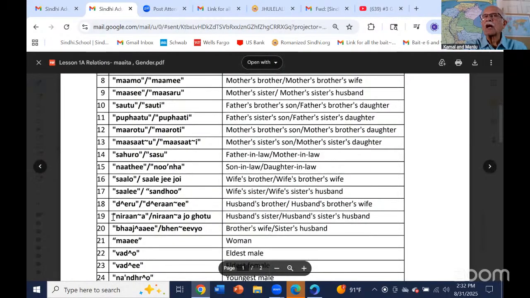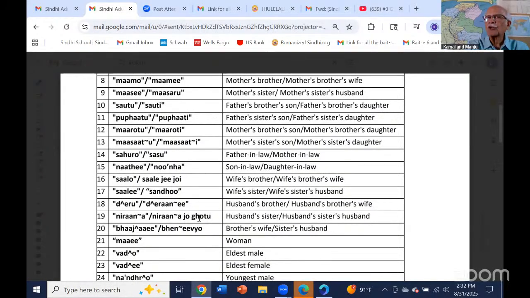Then comes Nirana. Nirana is husband's sister. If you are married and you have a husband's sister, that will be your Nirana, sister-in-law. And her husband is called Nirana jo ghotu.